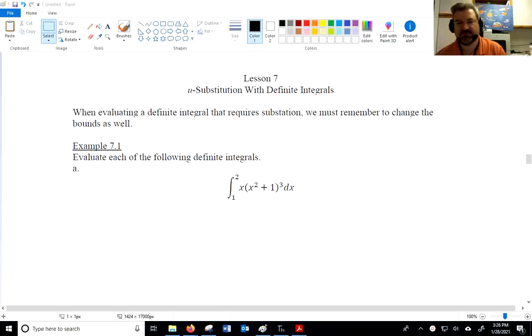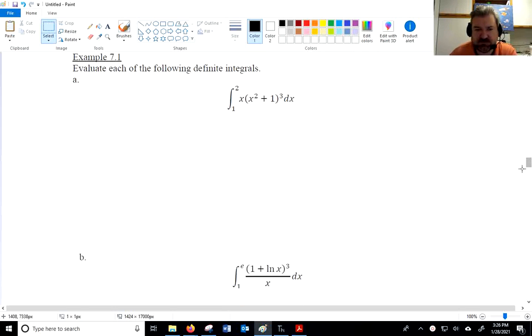Okay, welcome back to another lesson in AP Calculus. We're in Unit 7, and Unit 7 is all about the indefinite and the definite integral. Today we'll be looking at the definite integral, but we'll be looking at some that require us to use the algebraic substitutions that we talked about earlier. So let's take a look at this one.